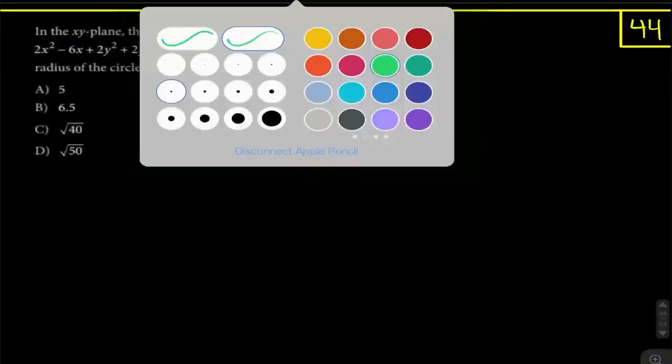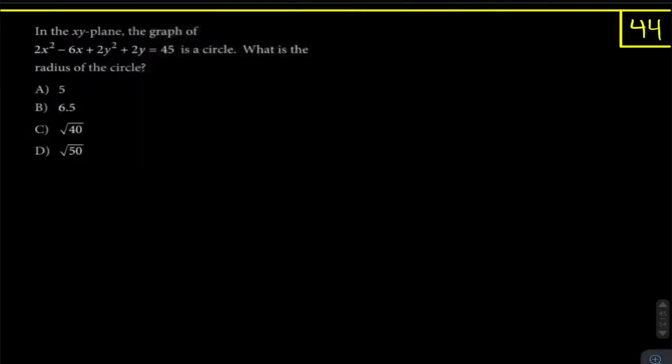Moving on to problem 44. This one is going to be a little more work than we've been doing in the last few problems, okay? It says, in the xy plane, the graph 2x squared minus 6x plus 2y squared plus 2y equals 45 is a circle. What is the radius of the circle?